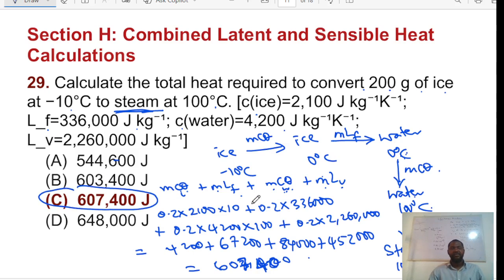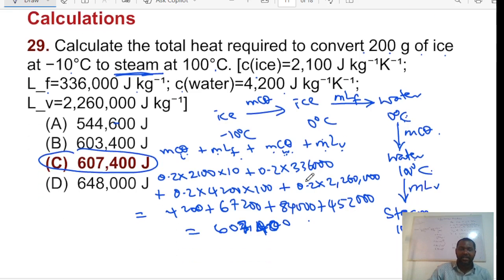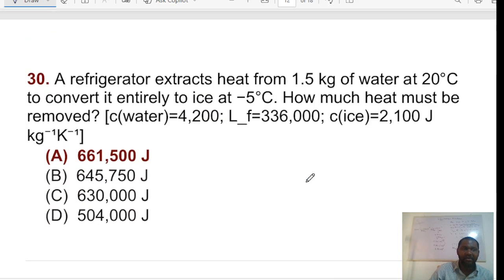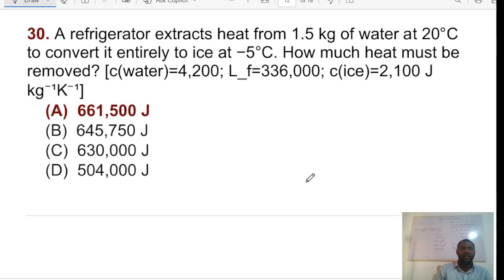Interesting, right? So let's see the last question here. It says a refrigerator extracts heat from 1.5 kilogram of water at 20 degrees Celsius. To convert it entirely to ice at -5 degrees Celsius, how much heat must be removed? You can see that from 20 degrees Celsius to -5. How do you achieve that?